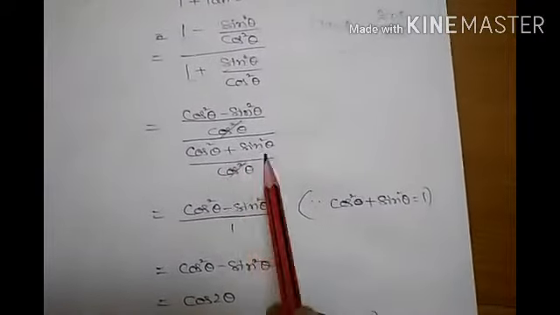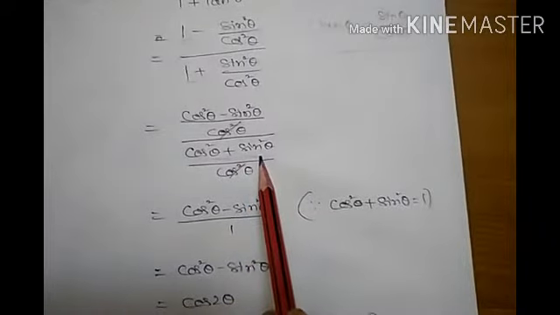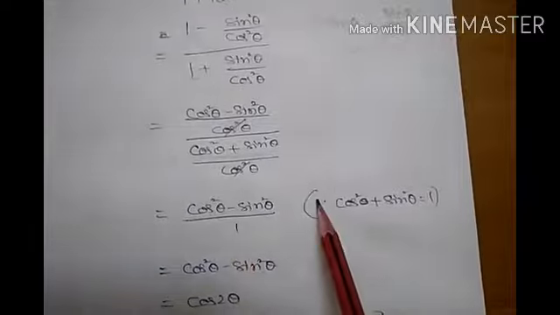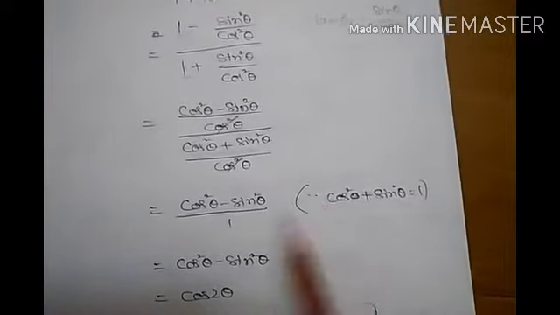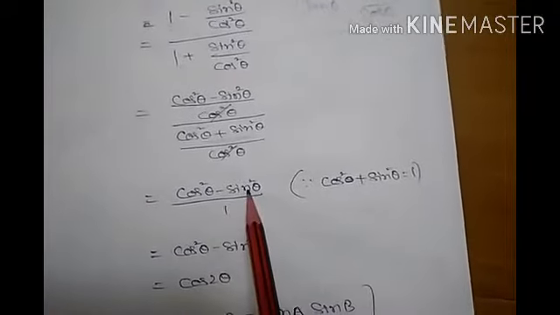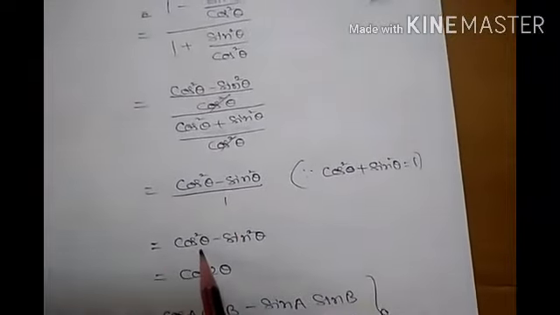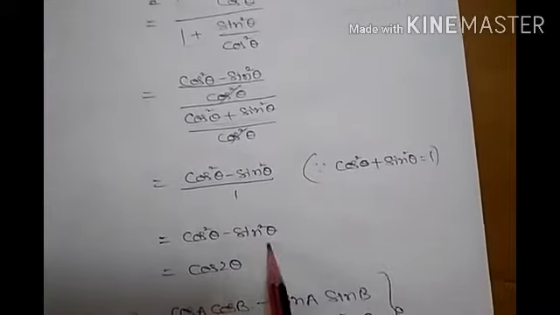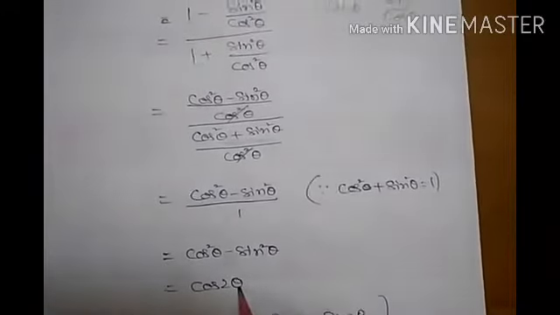This is the trigonometric identity. So cos square theta plus sin square theta equals 1. In your previous classes you got this value. So cos square theta minus sin square theta by 1 is equal to cos square theta minus sin square theta, which is equal to cos 2 theta.